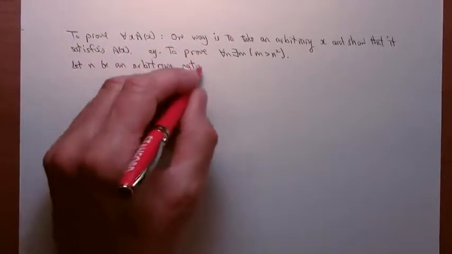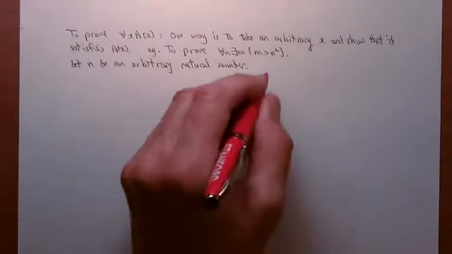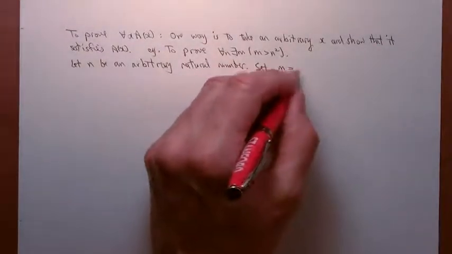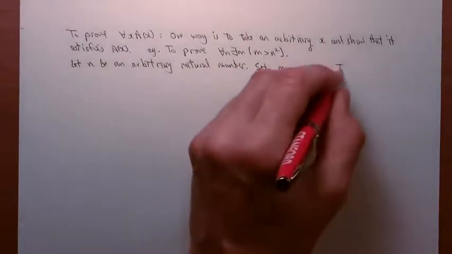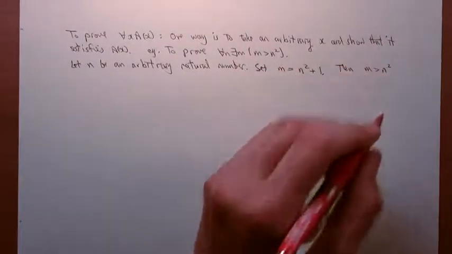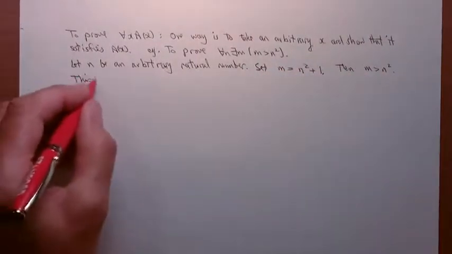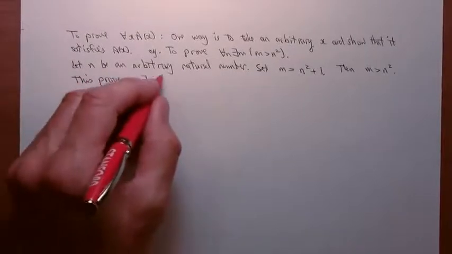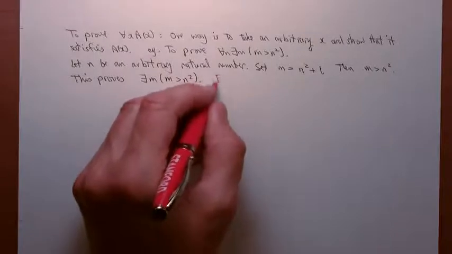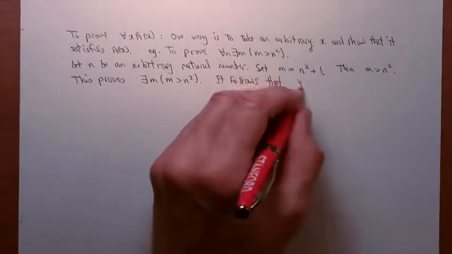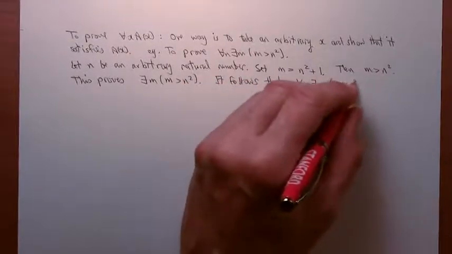Let n be an arbitrary natural number. Set m equal to n squared plus 1. Then m is bigger than n squared. And this proves the statement, there is an m bigger than n squared. And it follows that the statement for all n there is an m bigger than n squared is true.